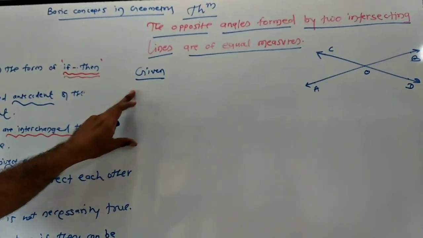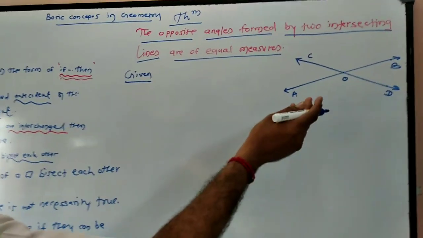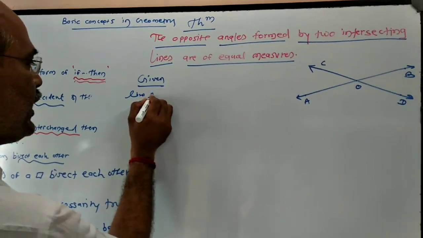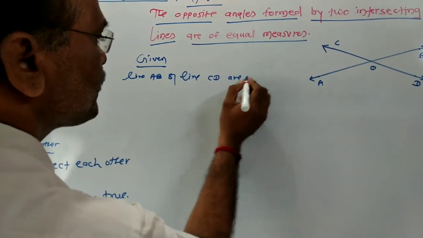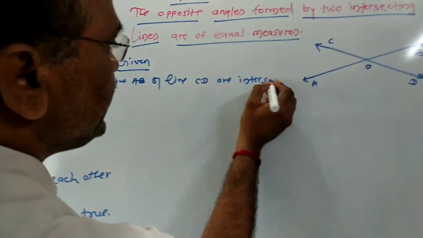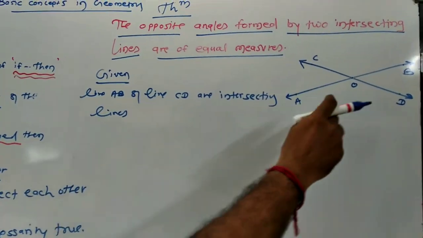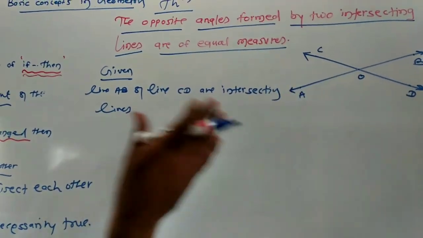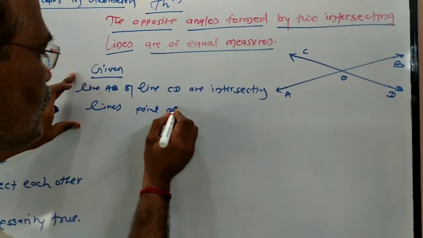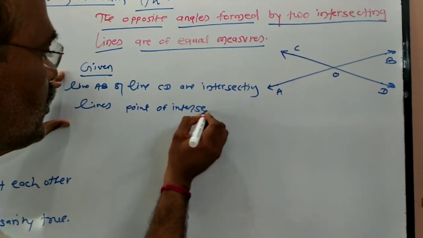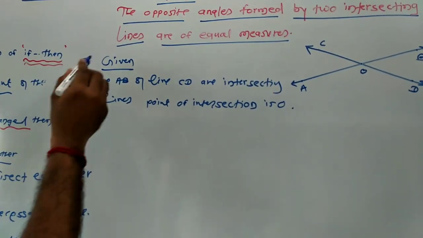Now, what is given? Two lines. Which are these two lines? Line AB and line CD are intersecting lines, and their point of intersection is O. This one is the given.